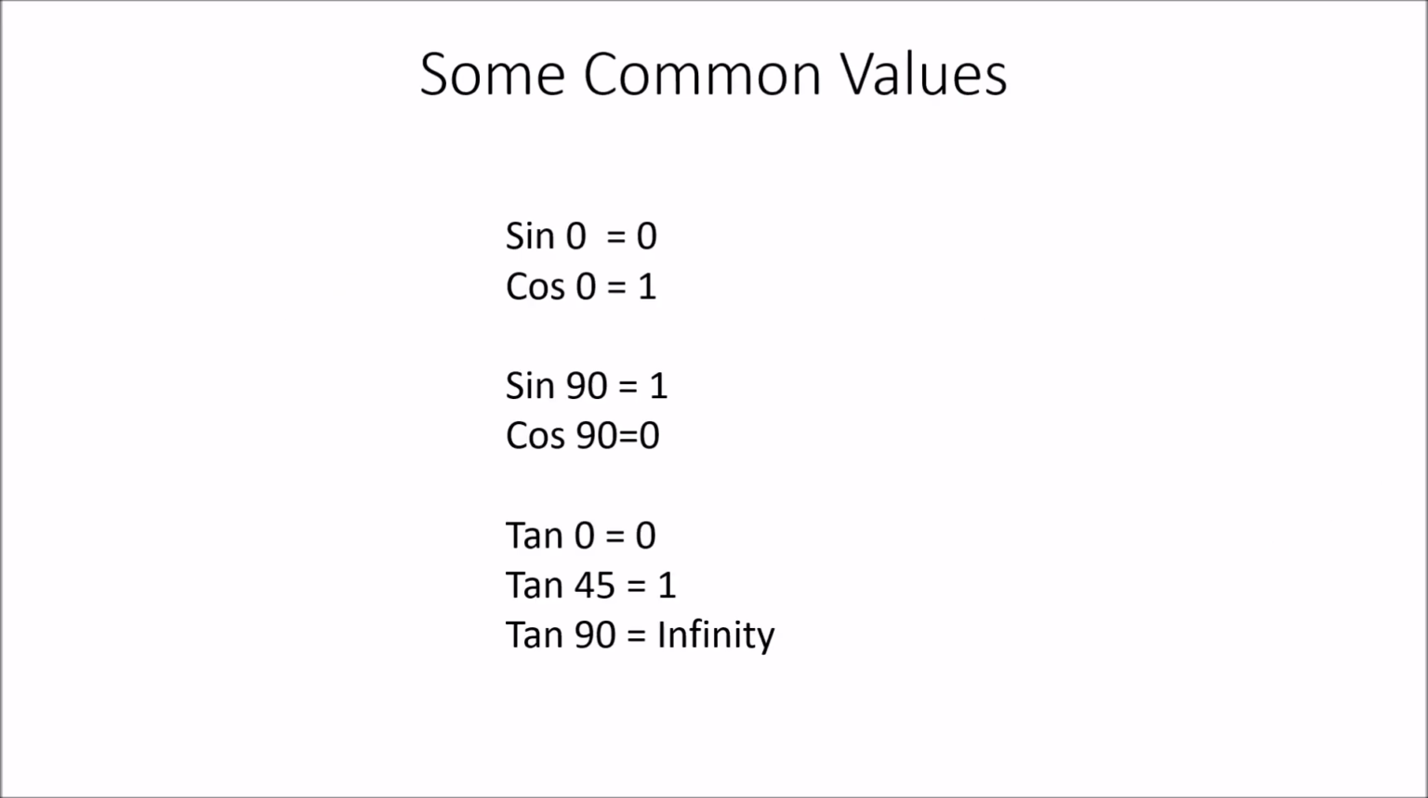So here are some common values you could memorize, but it's really not necessary. But it does help sometimes. The sine of 0 is 0. Cosine of 0 is always 1. The sine of 90 is always 1. The cosine of 90 is always 0. The tangent of 0 is 0. And the tangent of 45 is 1. And the tangent of 90 is infinity. So you'll become more and more familiar with these as you look up more values of sines, cosines, and tangents.